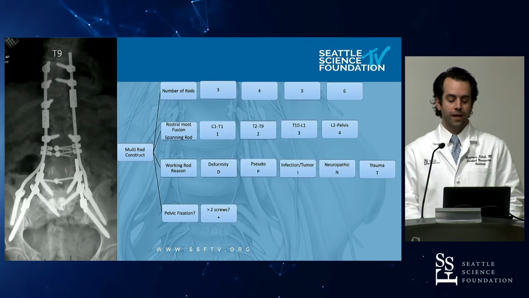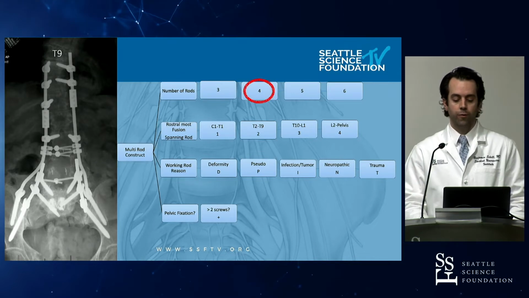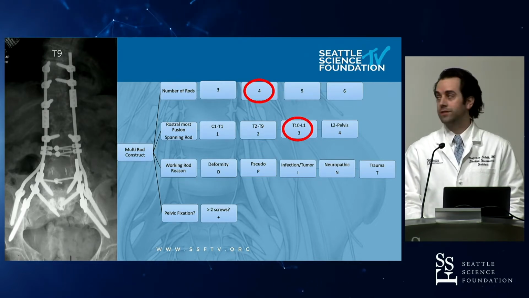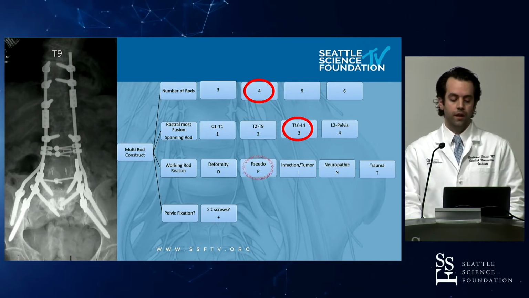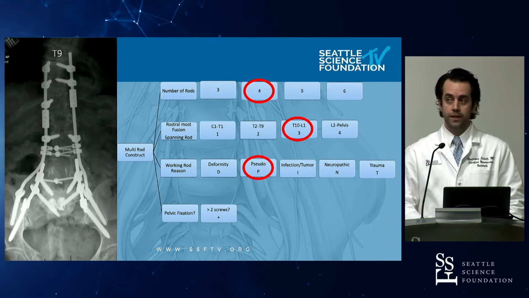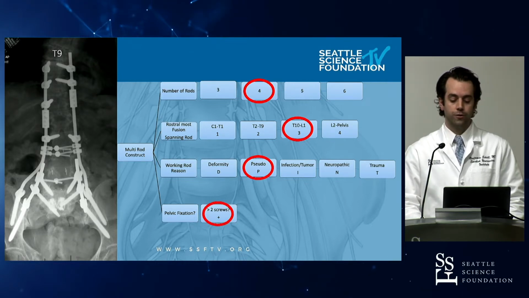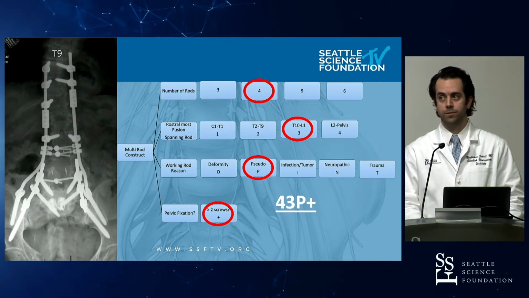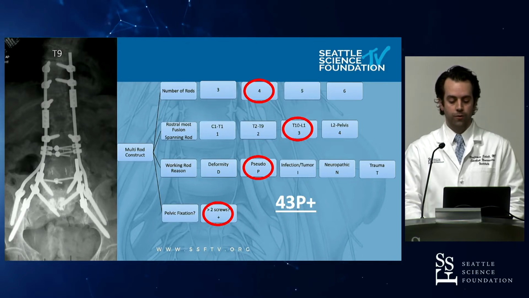So this is that same case, showing how I walk through the flow chart. Again, we've got 4 rods. The rostral-most portion of the construct goes to T10, which corresponds to a 3. It was done for a pseudoarthrosis, which is a P. And then we have greater than 2 screws, so she gets a plus. So 43P plus for this particular construct. And we will slowly walk through these examples as we go forward.